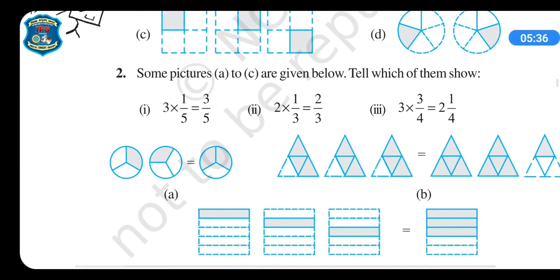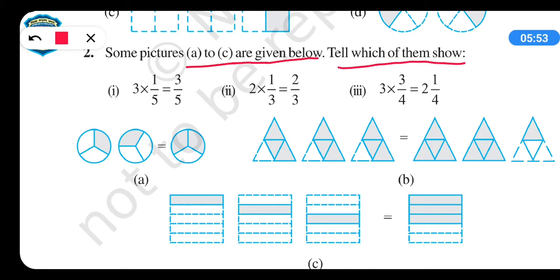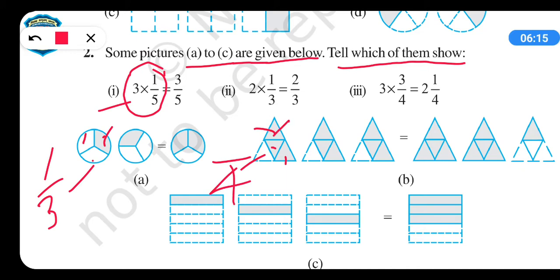Now let us see the question number 2. The question number 2 is, some pictures A to C are given below. Tell which of them shows the first one, 3 into 1 upon 5. So first, can you find 3 into 1 upon 5? So first you have to find 1 upon 5 कौन है, ढूंढो इनमें. बताइए 1 2 3 और 3 में से 1 is shaded, so 1 upon 3 हुआ, right? इसमें देखो 1 2 3 4, 4 पार्ट्स हैं, मीन्स डिवाइडेड इन 4, अपॉन 4 है. And how many shaded are there? 3.